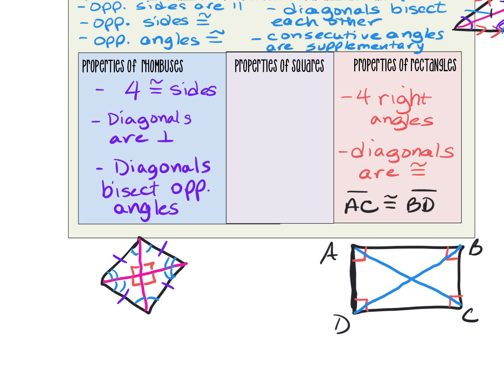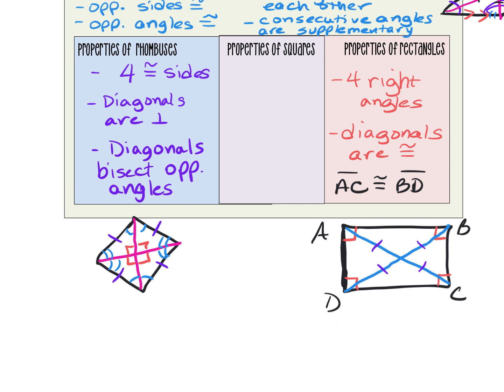And because my diagonals are bisected and congruent, that means all these little pieces are going to be the same. Notice by adding in these markings, what is created here are 4 little isosceles triangles. So those diagonals actually create 4 isosceles triangles.